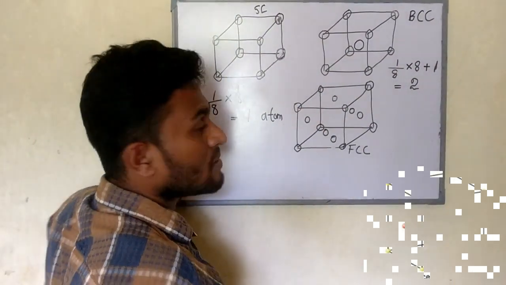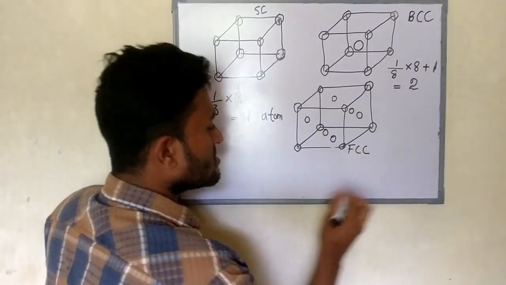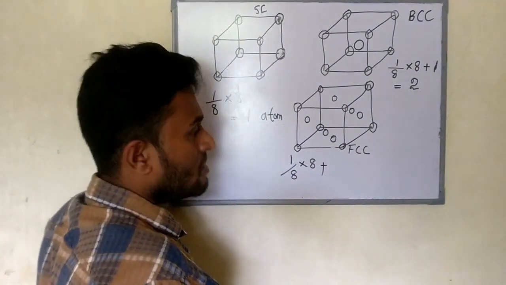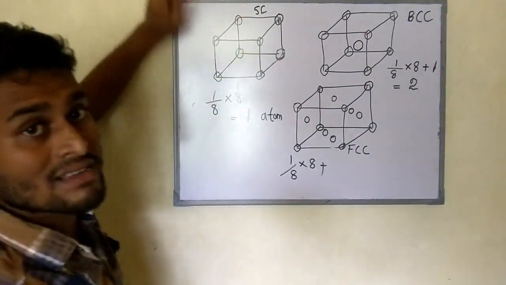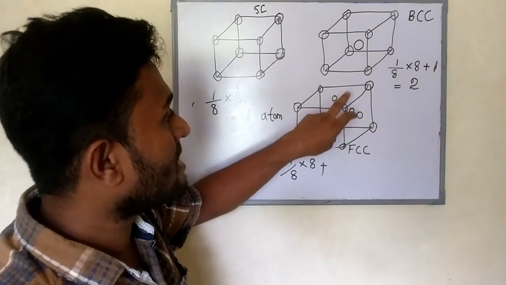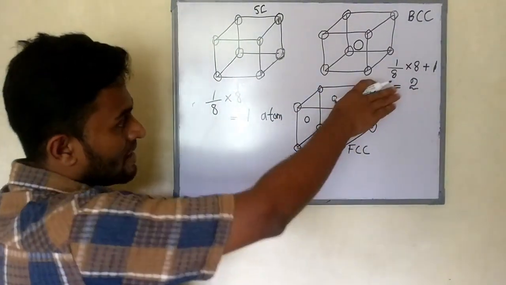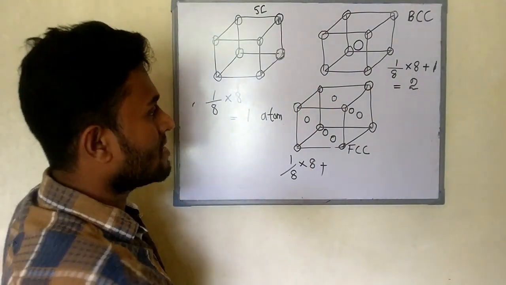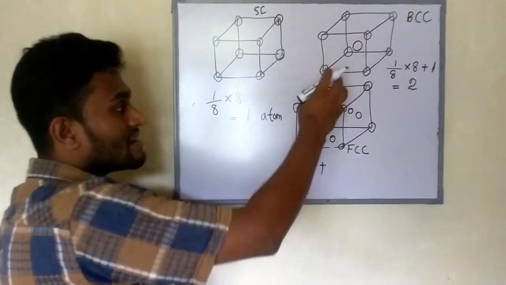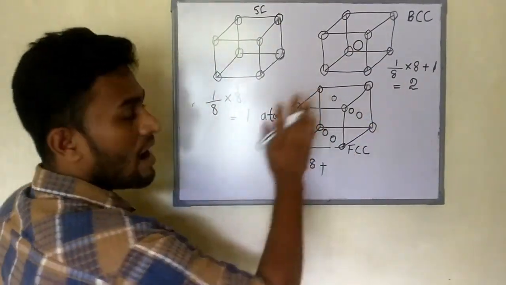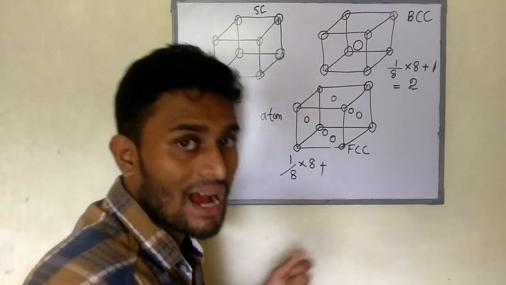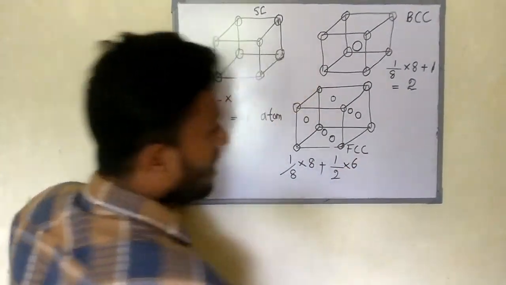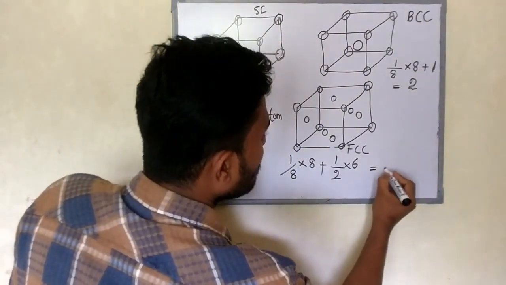So how to calculate the lattice point? Here also by corners you can find the value 1/8 into 8, just like the simple cubic. Then the only difference is here in the face there is 1 atom, but inside the cube only half of the atom is going to be shared. The other half is going to be in the next adjacent cube. Here also half of the atom is shared inside the cube. So half into 6 atoms on the faces of the unit cell, and your value will be 4.